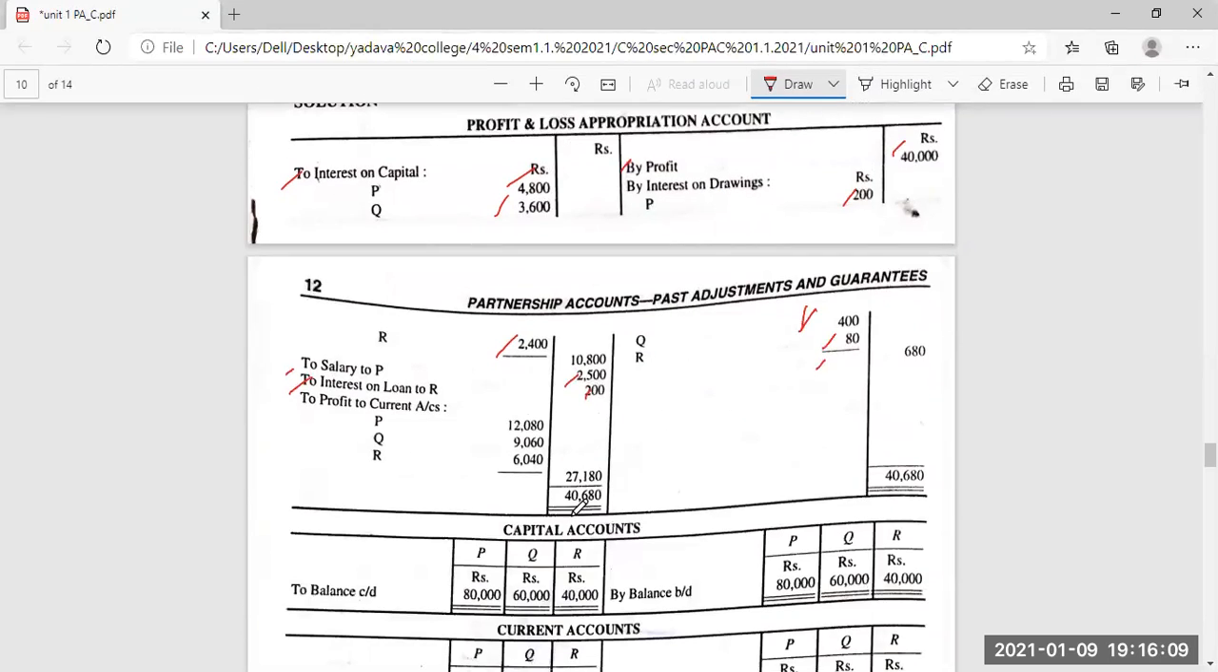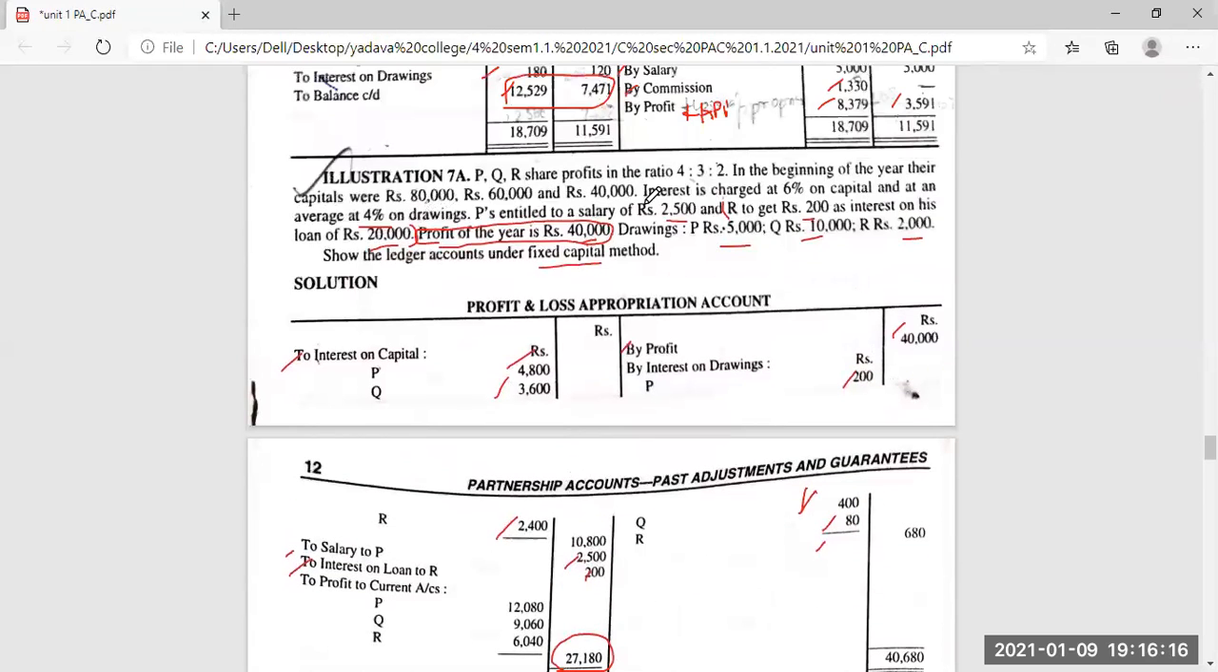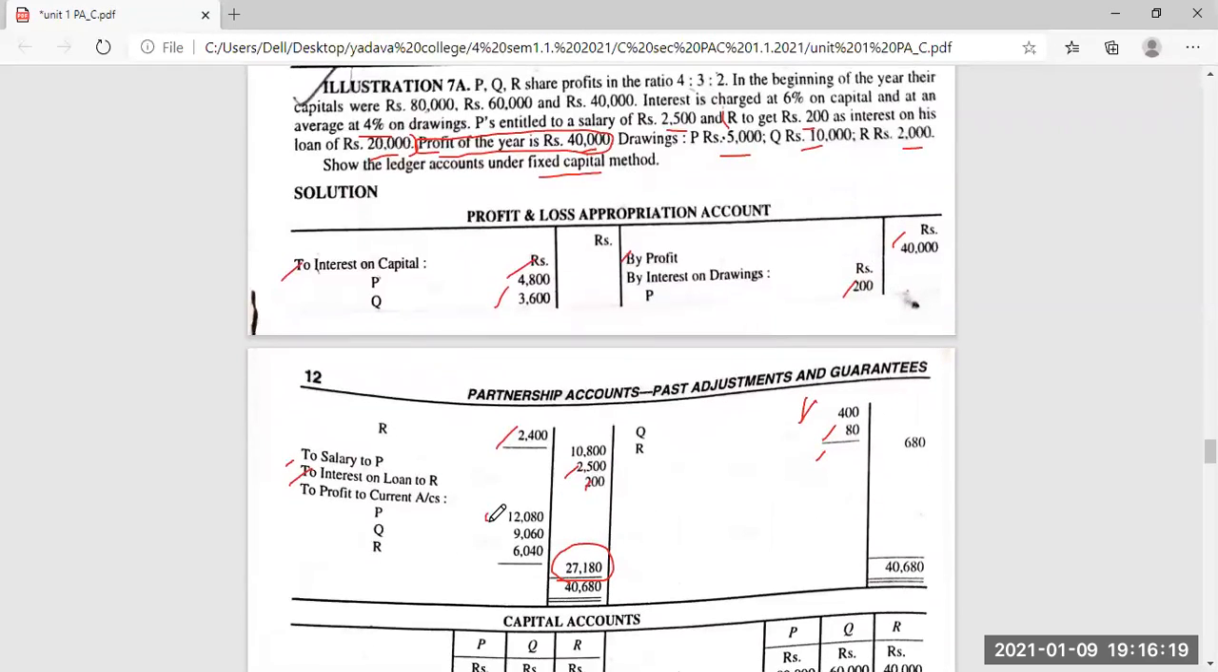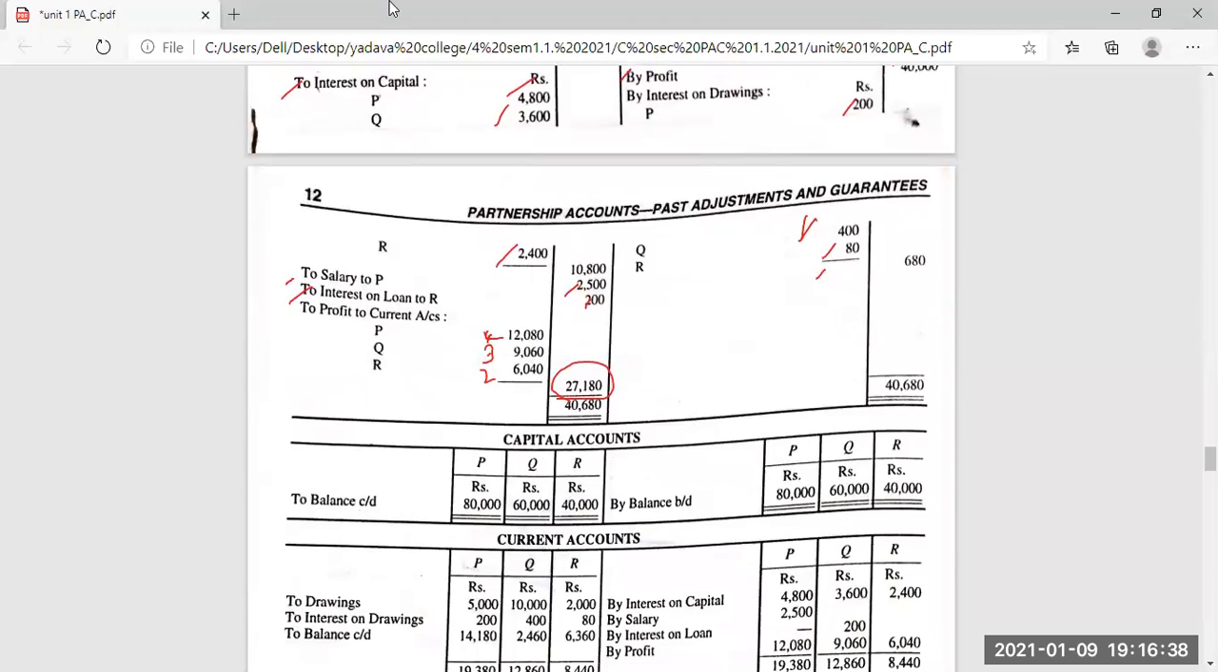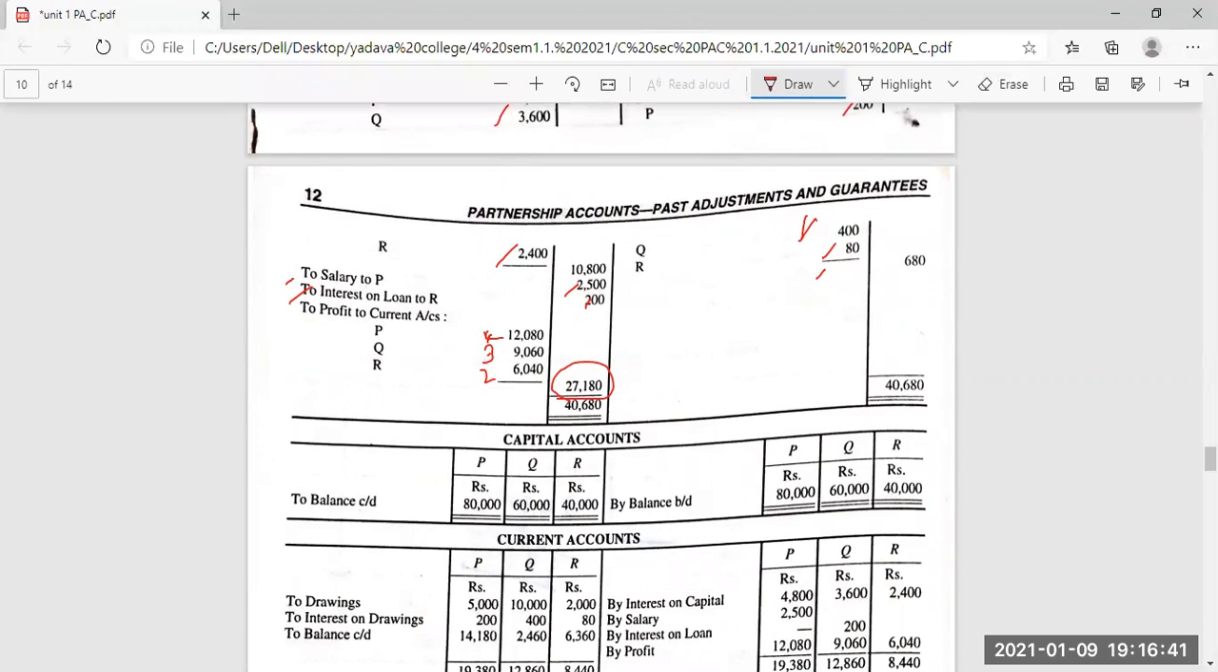Now we calculate all these things and we'll be getting net profit of 27,180. That should be distributed in the 4:3:2 ratio, so 12,080, 9,060 and 6,040. Now we move on to the capital account. Capital is fixed, so we cannot change it. To balance, we just have to close the account.